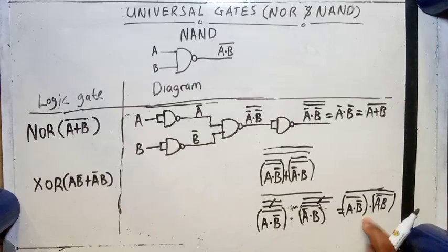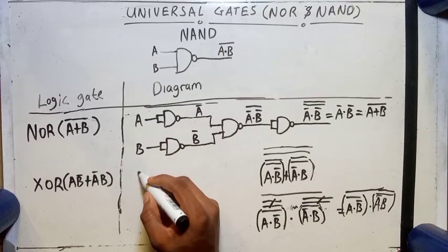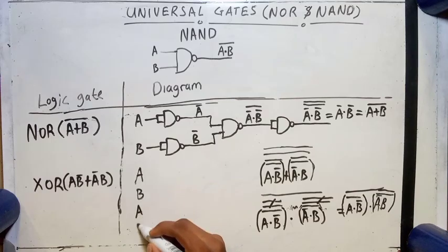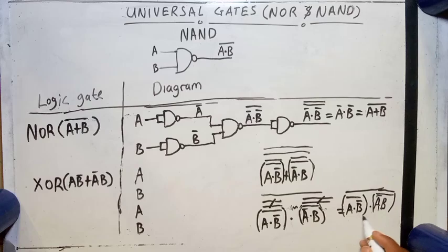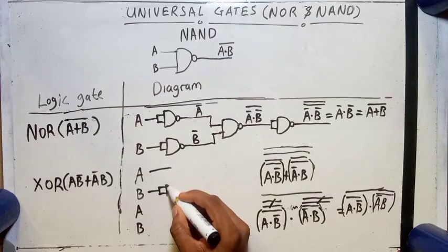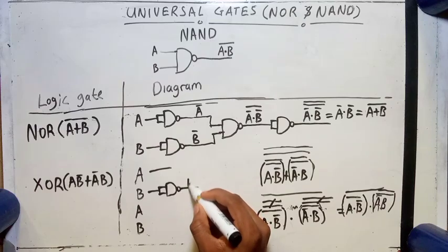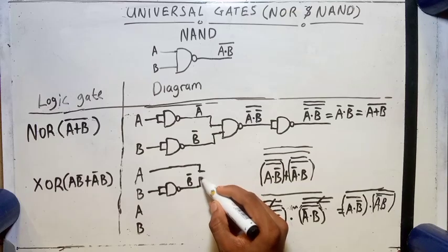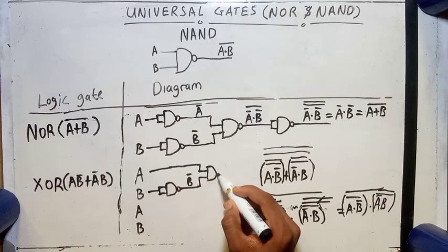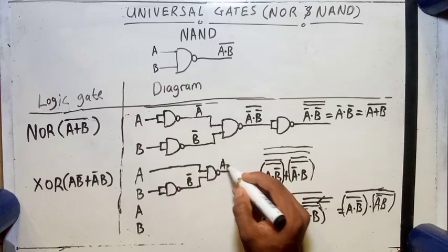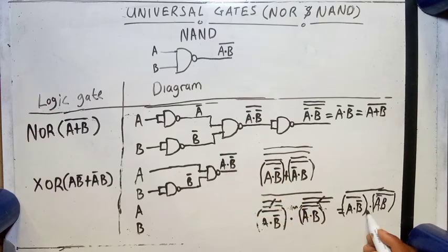Now, this is what we're going to be drawing now. Now we're going to be having what? A, B, A, B. For this first one, we'll be having just A. This one we are having A bar. Then we join the two of them together with a NAND to achieve A dot B bar, all bar. We have achieved this one in the brackets.